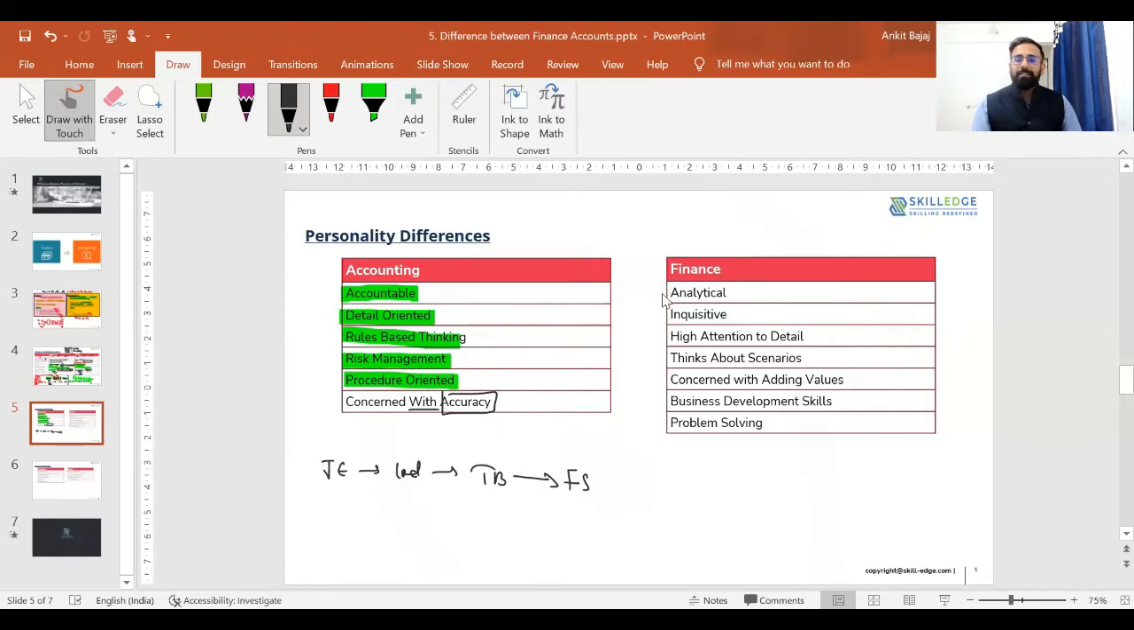If I talk about finance, analytical skills are required. You should be inquisitive and have high attention to detail. Think about scenarios: you have to think about the worst case scenario, best case scenario, or moderate case scenario. If you're making an assumption that Zomato will give huge profit, you are thinking about the best case scenario, but you should not always think about the best case scenario.